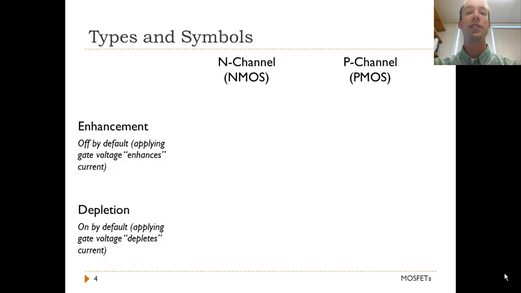In the second dimension, transistors can be either enhancement or depletion type devices. Enhancement type devices are off by default, i.e. current does not flow with a default gate connection. Applying a voltage to the gate enhances the ability to carry current, turning the device on. Depletion type devices are on by default. Applying a voltage at the gate can deplete the current carrying ability and turn the device off. We will be focusing primarily on NMOS enhancement type MOSFETs, but it is good to be aware of the different possibilities.